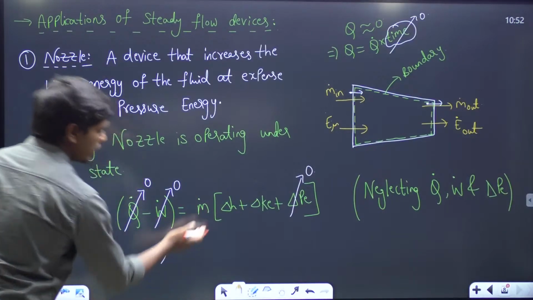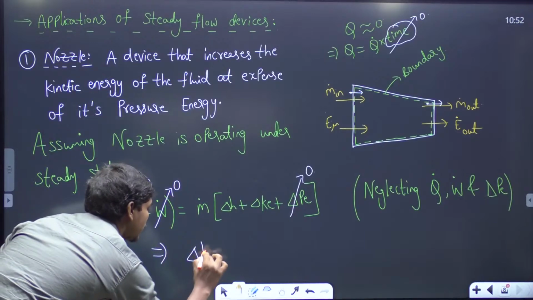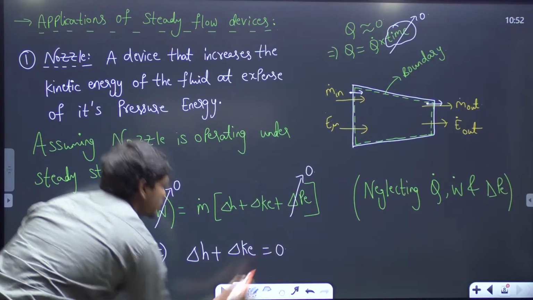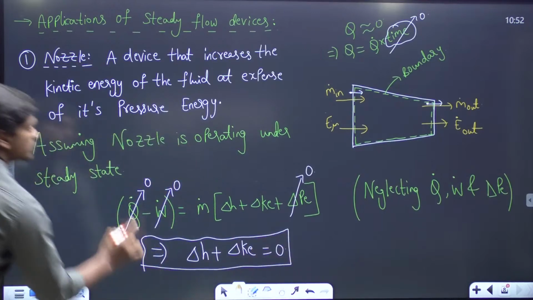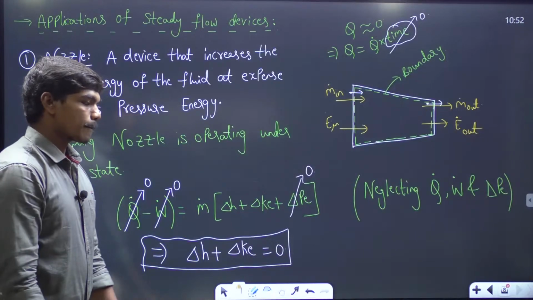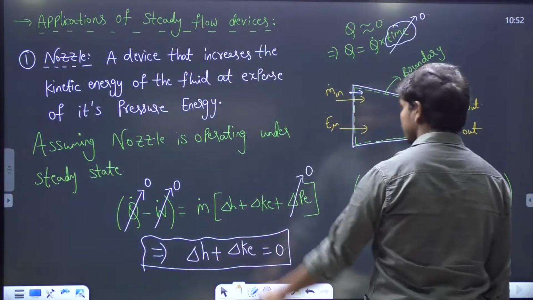This m dot, if you divide through, gets eliminated. This means delta H plus delta KE is equal to 0. This is the expression that governs the nozzle equations generally. Clear? So now let us start our analysis from this particular point.